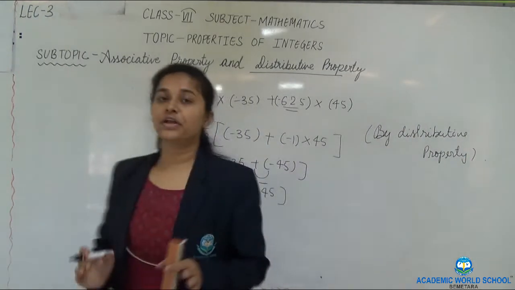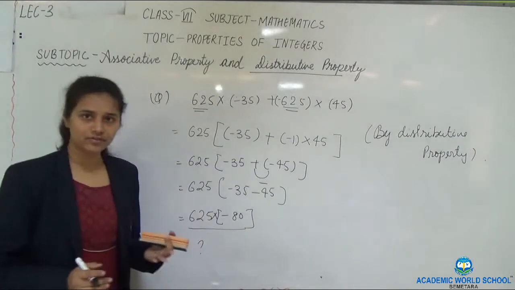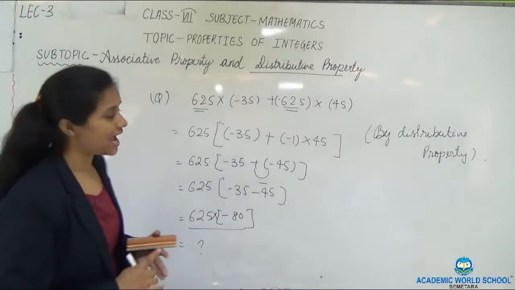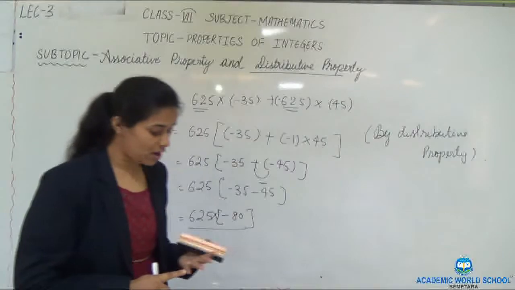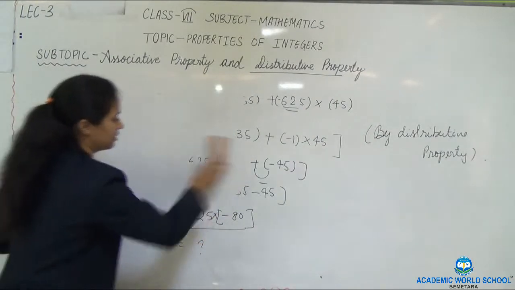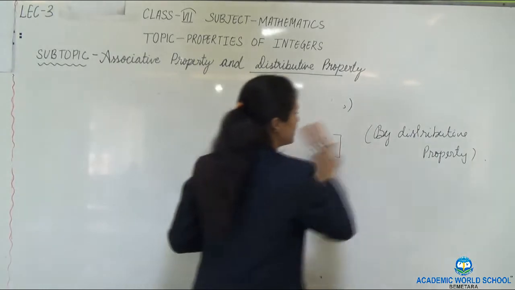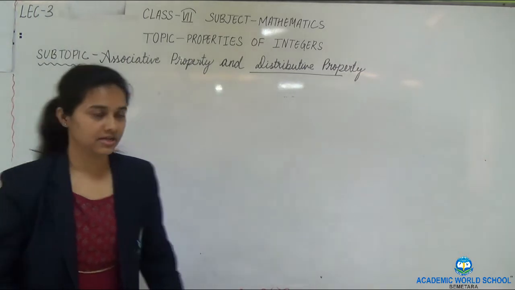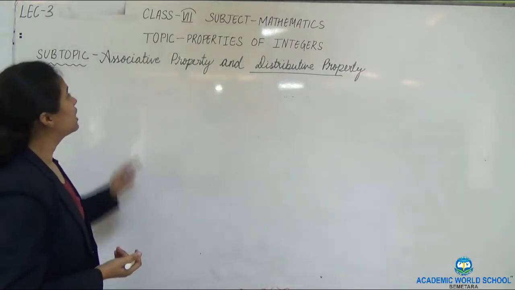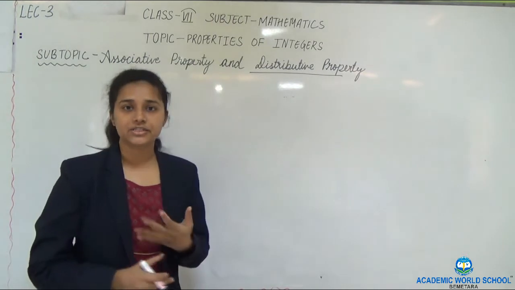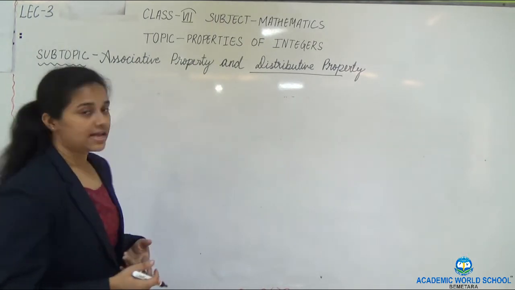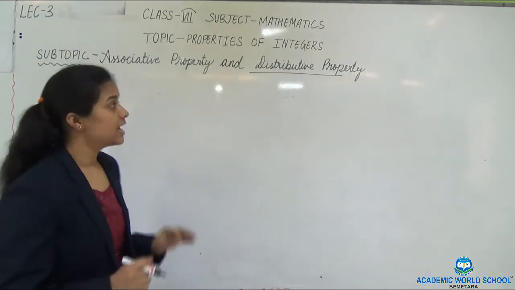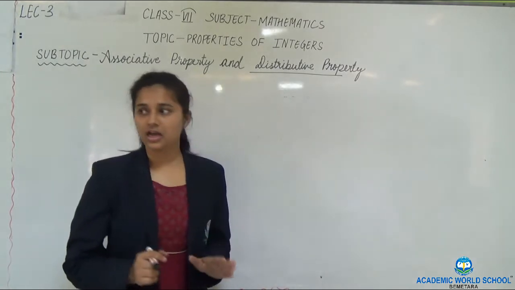So our properties for integers have been completed. So you studied 4 of the properties. What were there? Closure property, commutative property, associative property and distributive property. What we saw that closure property satisfies addition, multiplication and subtraction. Commutative property satisfies addition and multiplication, as well as associative property is satisfied under addition and multiplication. Division does not satisfy any of the properties.